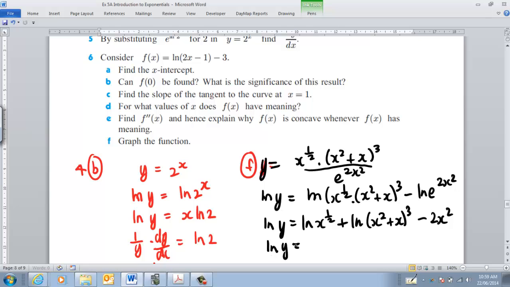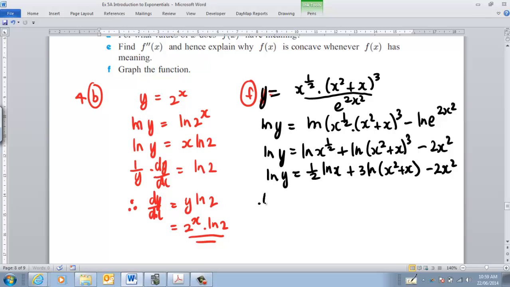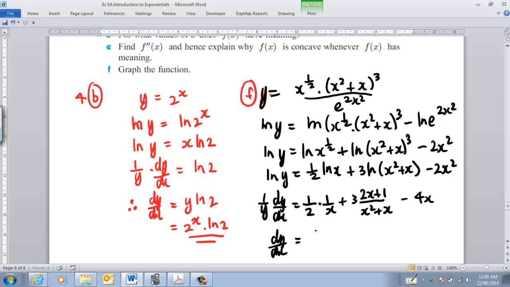So ln of y is now equal to, bringing the power down, a half ln of x, plus 3 ln of (x squared plus x), take 2x squared. So I've rearranged this in the form of ln, and now I can take the derivative. The derivative is 1 over y dy/dx equals a half times 1 over x, since that's the derivative of ln x, plus 3 times, on the top line, 2x plus 1 over x squared plus x, and then the derivative of the last term becomes minus 4x.